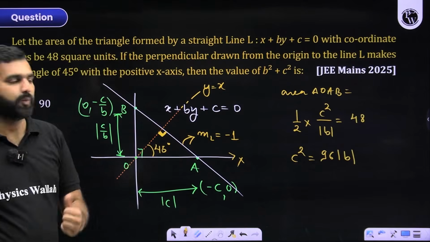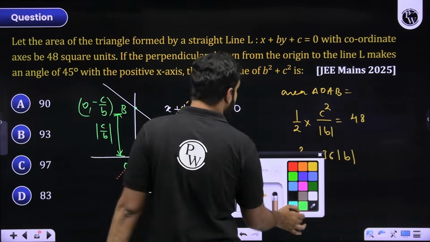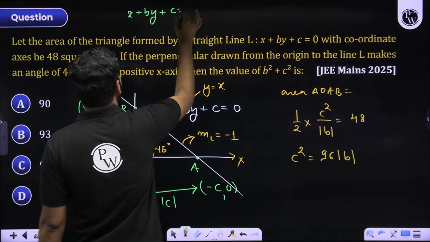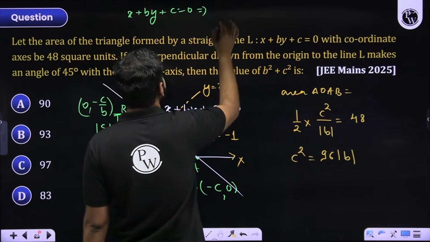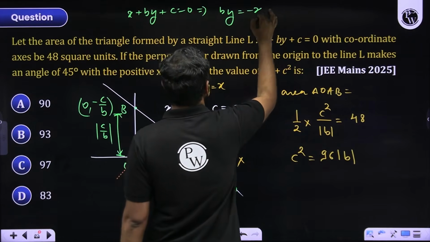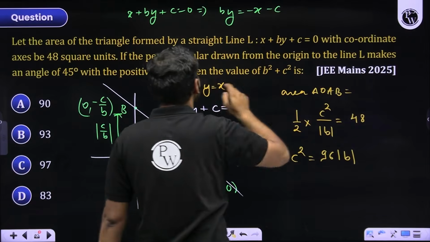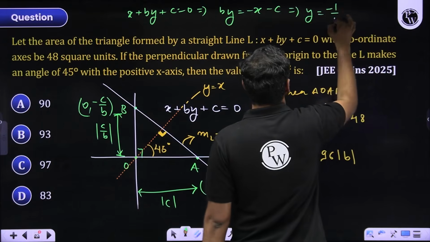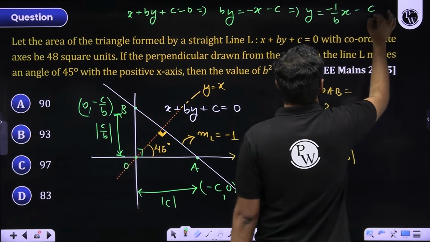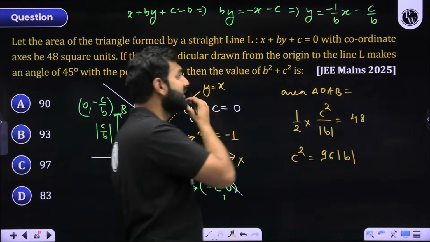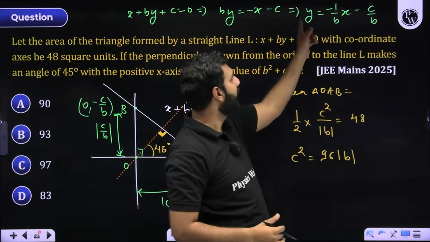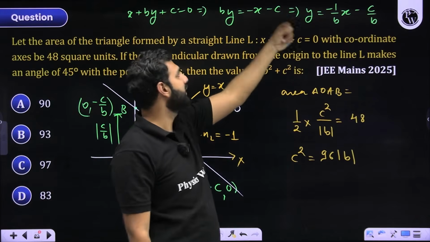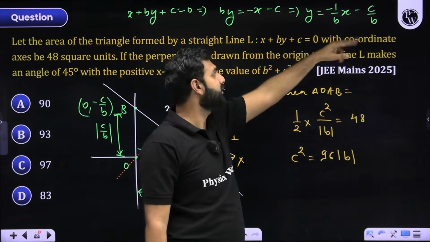But what is the slope of this line as per our understanding? As per our understanding, the line is x plus by plus c is equal to 0. From here, can I write it as by is equal to minus x minus c? I hope you are understanding it. So from here, can I say that y is equal to minus 1 by b times x minus c by b? All I have done is I have tried writing it in the form of y is equal to mx plus c. Did you see it? x plus by plus c, so by was minus x minus c. So y was minus 1 by b times x minus c by b.